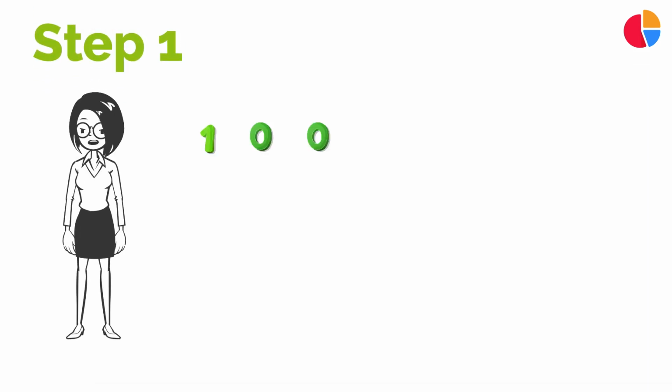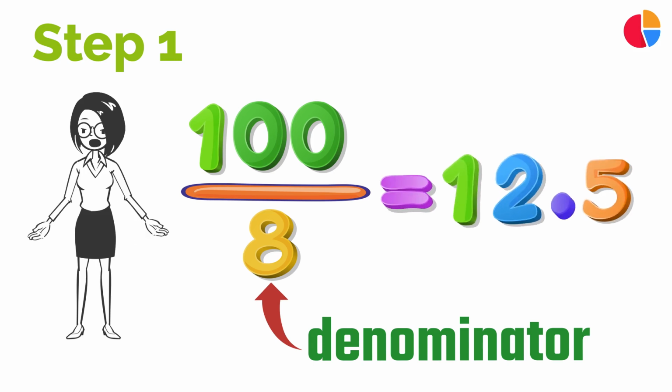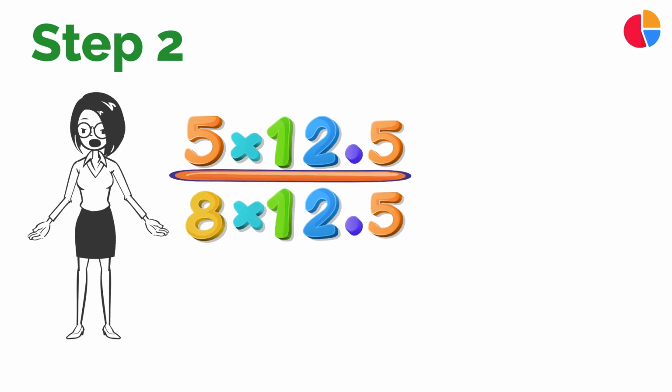Step 1. Divide 100 by the current denominator, which is 8. 100 divided by 8 equals 12.5. Step 2. Multiply the numerator and the denominator by 12.5.